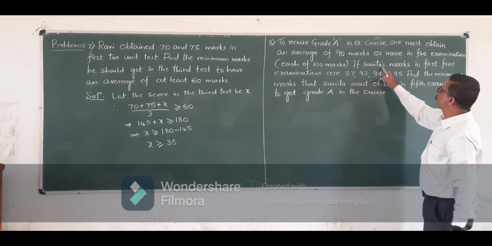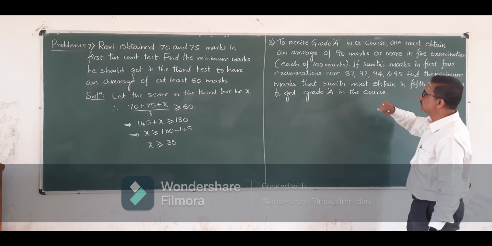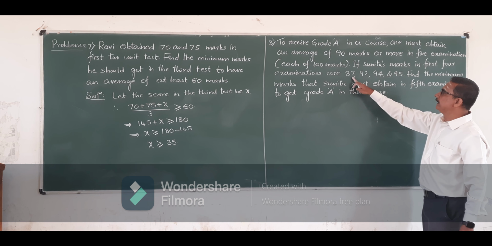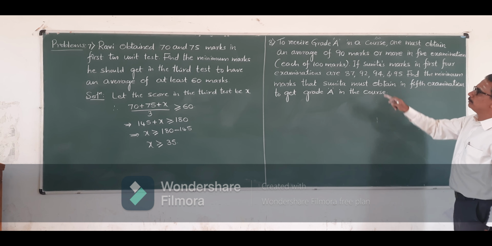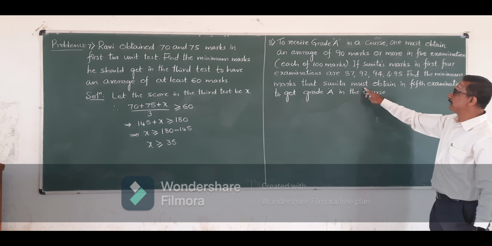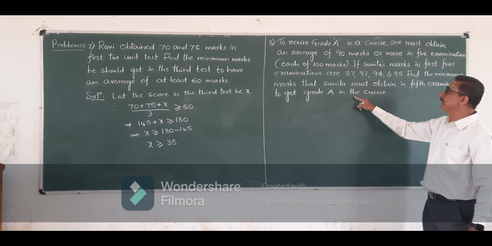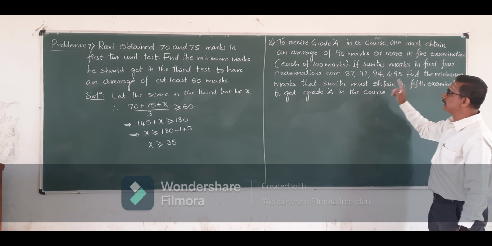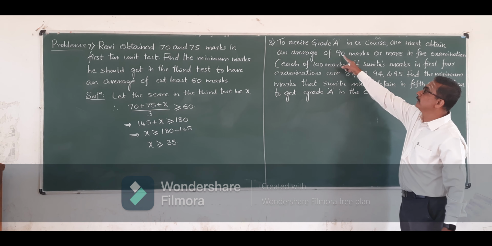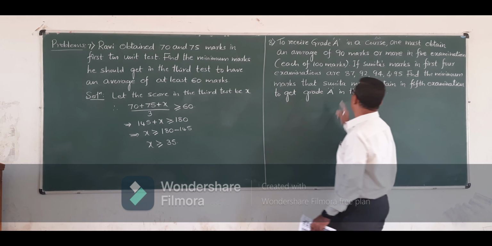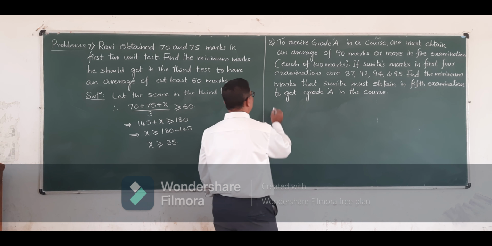Right? If Sunita's marks in the first 4 examinations, look, in the first 4 examinations how many marks has Sunita taken? 87, 92, 94, 95. Find the minimum marks that must be obtained in the 5th examination to get grade A in the course. How many marks should she take in the 5th examination? To get grade A, the average of marks is 90 marks. So how many marks will she get in the 5th examination? We don't know. We take say x.